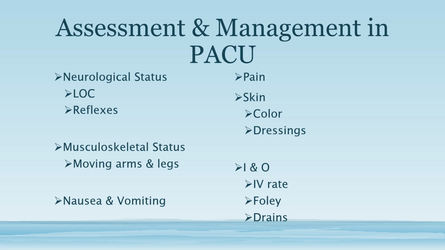Musculoskeletal status. Are the arms and legs moving? We have to expect the patient to move both their upper and lower extremities. If they don't, you need to ask why. For example, did they have spinal anesthesia? Did they have previous impairments such as a stroke, or did they have orthopedic surgery?